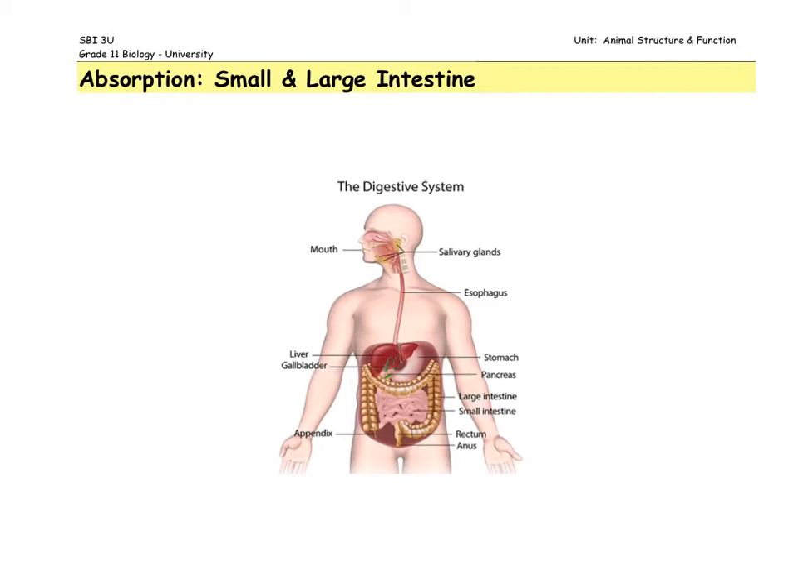Now what we're going to talk about, though, in this lesson is absorption. That happens primarily in our small intestine and in our large intestine. And so in grade 10, we would have talked about these very vaguely. What you're probably remembering is that we talked about how, just generally speaking, in the small intestine, that's where our nutrients are absorbed into the bloodstream, and that's true. But we're going to break that down a little bit more. And we also talked about how the large intestine is where water is absorbed, and we're going to talk about that in a little bit more detail, so stay tuned.